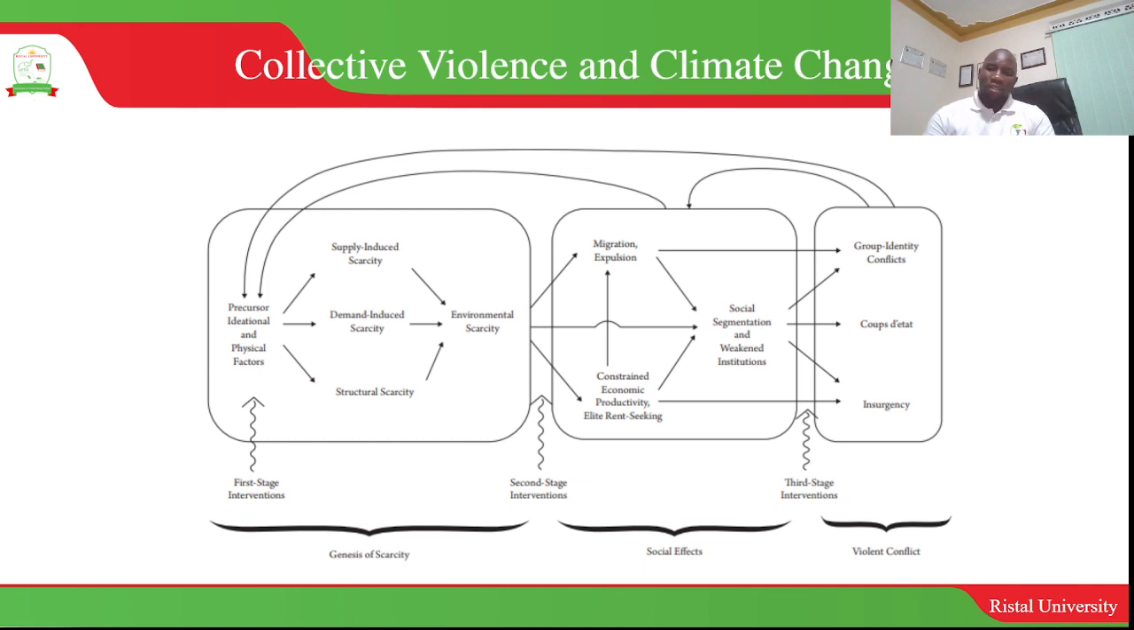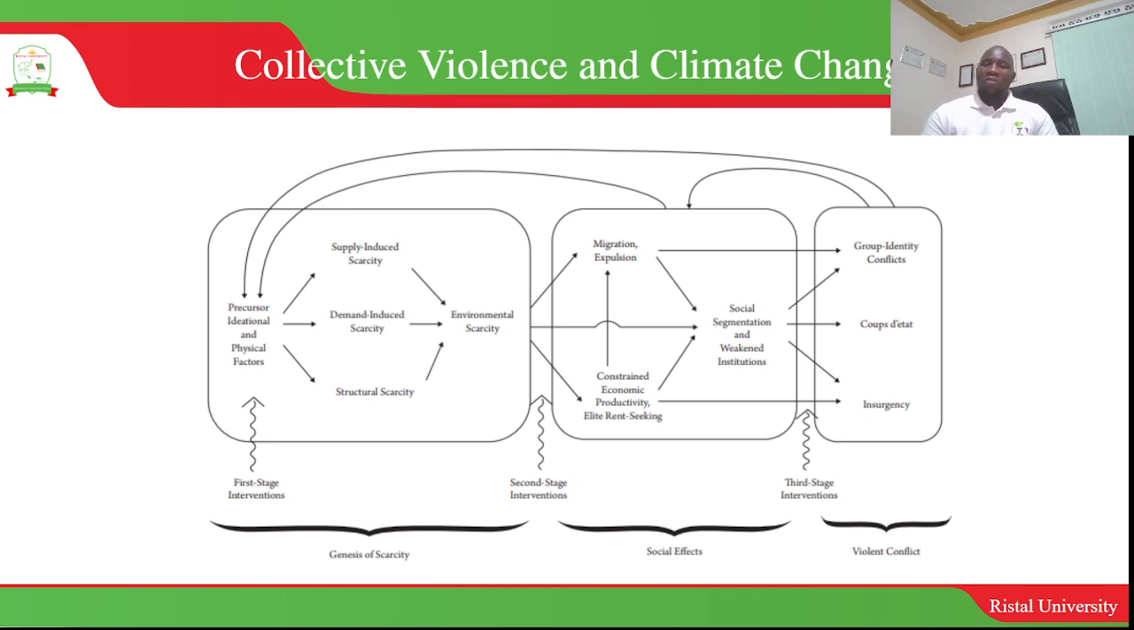If this is not handled well, you will have an insurrection, when people rise up in arms to defend themselves, so you have an insurgency. Okay? Or you will have a coup d'etat, change of government by use of force. Or you have group identity conflicts. Bashir's government, I think, if I remember well, the overthrow of that government was because of bread, scarcity of bread.